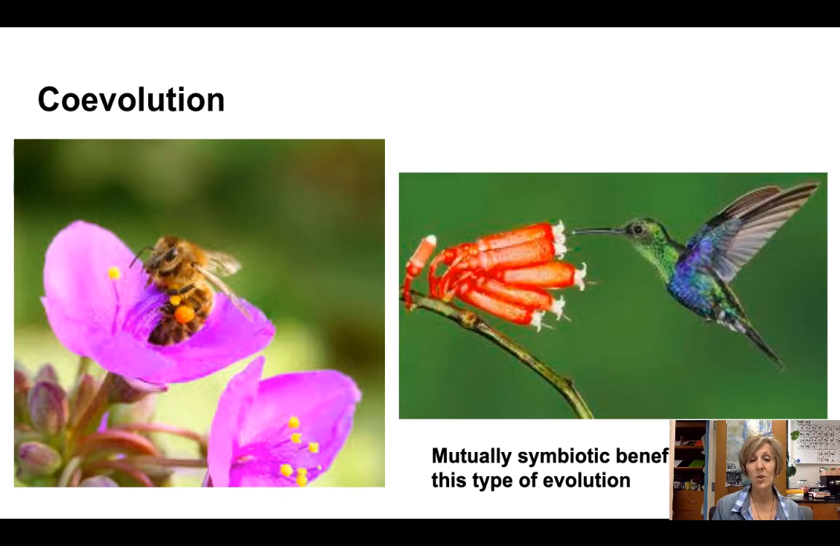Coevolution is an important term to know. Here, the classic examples are certain kinds of plants and the organisms that pollinate them, and the mutual symbiotic relationship between them drives this type of evolution, where they have evolved in lockstep with each other, and they have a special relationship that you can see in the characteristics that they both have.